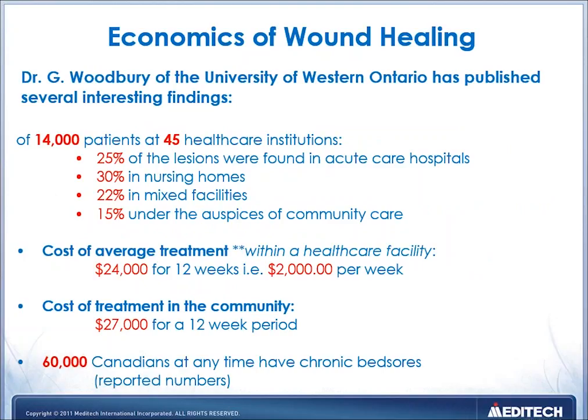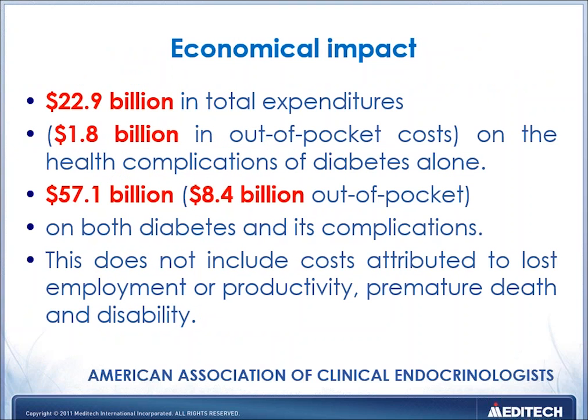Now, take a look at the cost of average treatment. It would be somewhere close to $24,000, sometimes $27,000, when more specialists are involved in the care of a patient. And some data indicates that the annual cost of wound care would be close to $60,000 a year per patient per wound. In addition to that, 60,000 Canadians at any time have chronic bed sores or pressure ulcers, with $22.9 billion in total expenditures annually, and $1.8 billion in out-of-pocket costs.